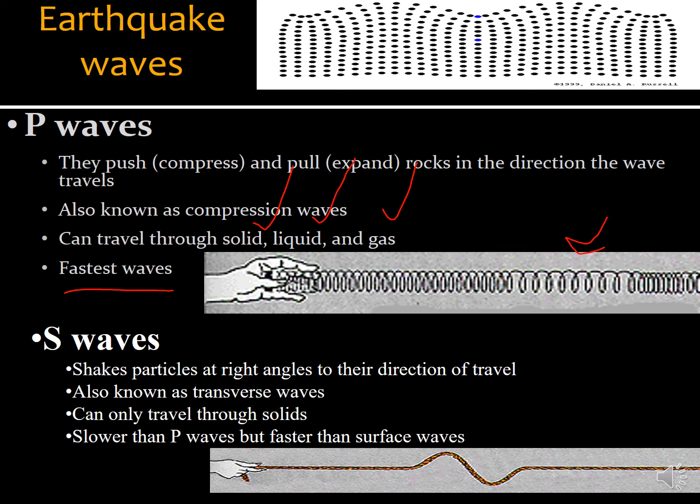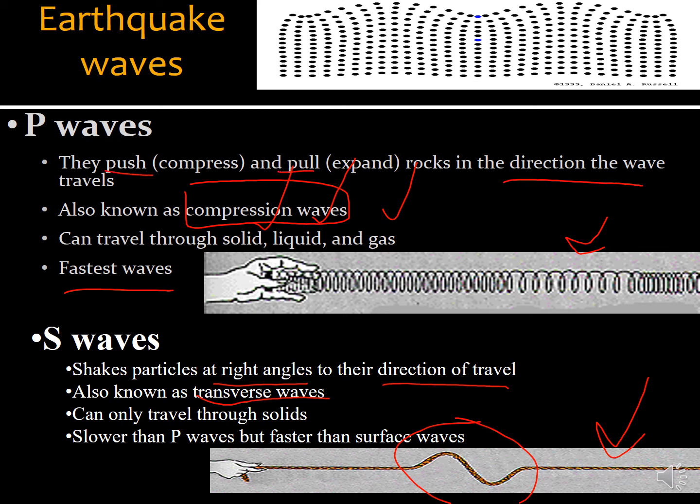Now, S waves shake at right angles to the direction of travel. So if you had a rope and you shook it, you will see the rope make a little spiral. These are also known as transverse waves. So here is the key point. Compression is push and pull in the direction that the wave travels. And of course, S waves are at right angles to the direction of travel.